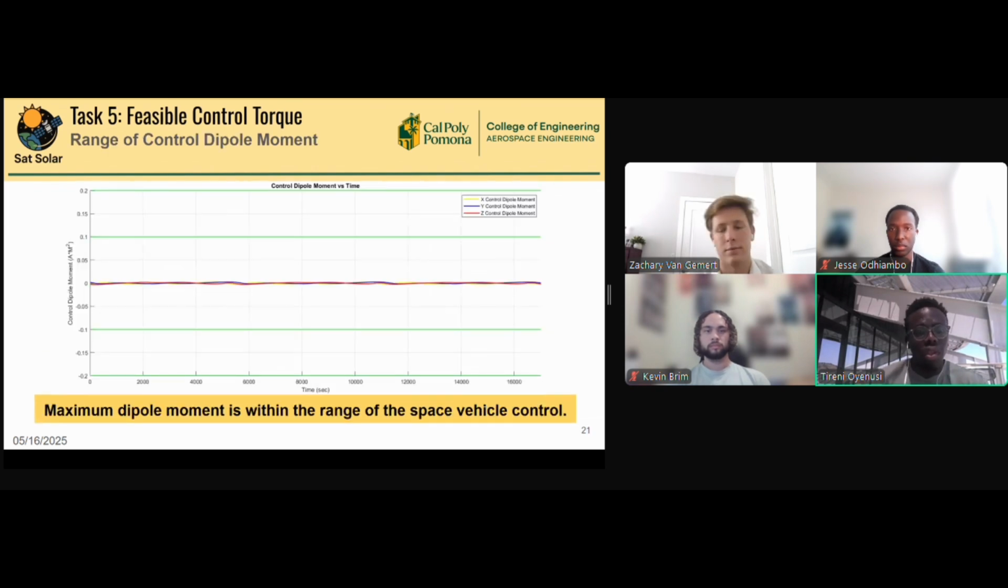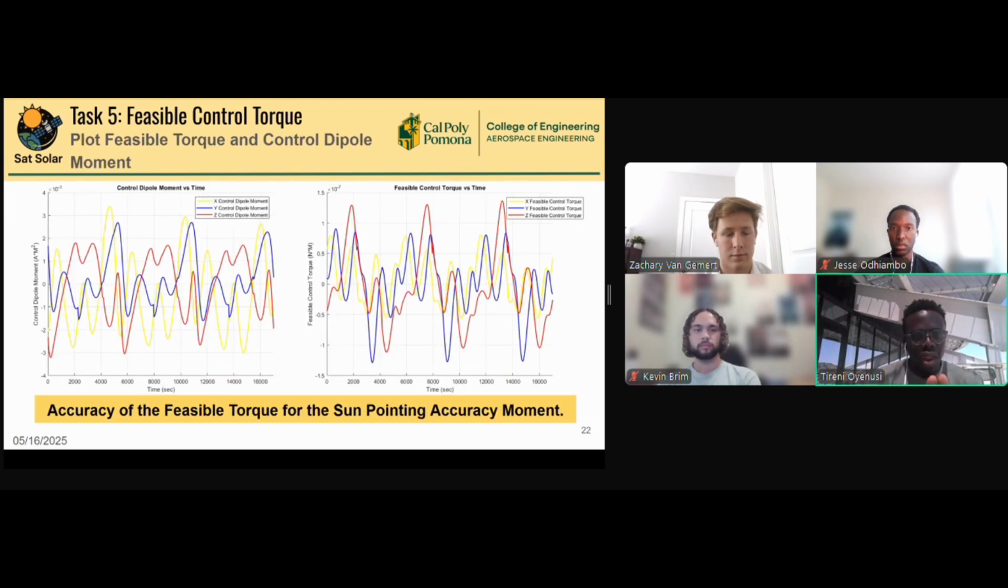And we see our control dipole moment was in fact in range of our given constraints, very much so. You see the X, Y, and Z control dipole moments in it. On the next slide, you can actually see a zoomed in view of that control dipole moment versus time. In addition, we see our feasible control torque versus time on the right.